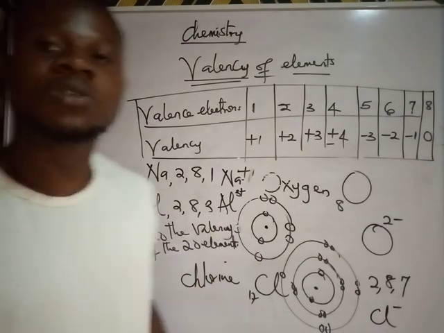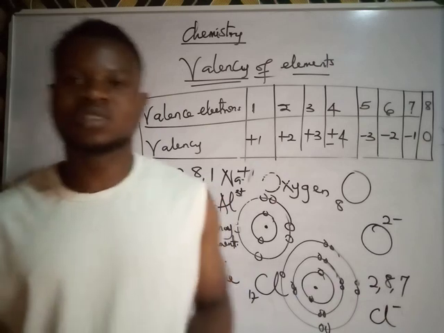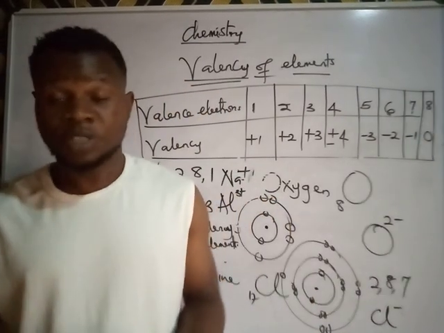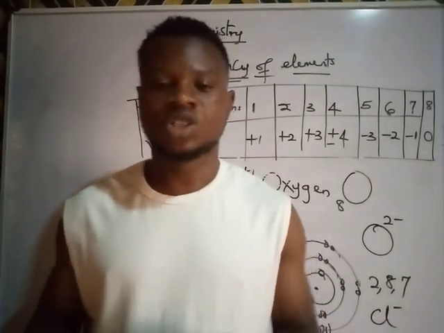This valency will help us to form a compound, especially when 2 or more elements are joining together.